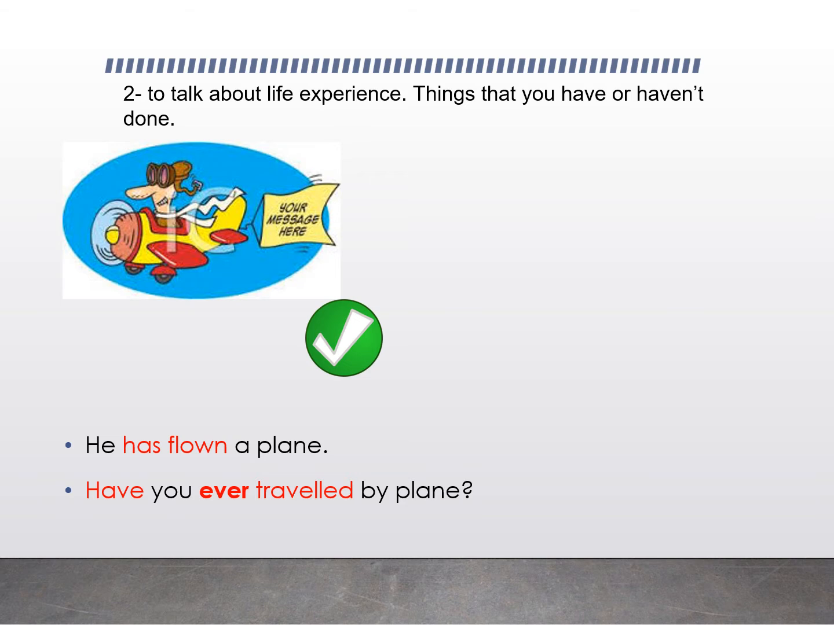If we take a look at the question, have you ever traveled by plane? We used have because we are using the subject you: have you ever traveled by plane. So this is a question asking about life experience using the present perfect. Have you ever traveled by a plane?